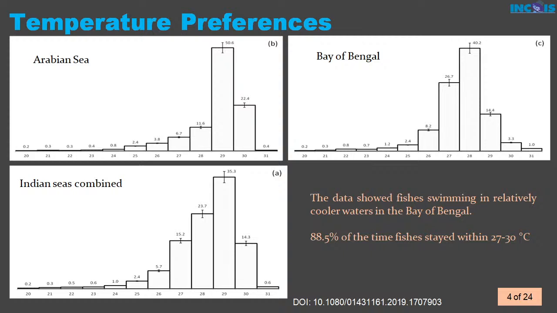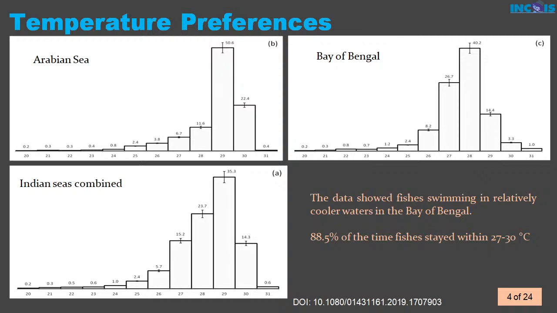So the maximum of the temperature being encountered, the ambient temperature for the tunas, in the Arabian Sea, you can see that the maximum of the time, up to 50% of the data, corresponds to temperature values around 29 degrees Celsius. That is followed by 30 degrees Celsius with 22% of the data. So the data labels are the percentage of the data. So for example, if you have 10,000 total observations, half of the observations are at 29 degrees Celsius in the Arabian Sea.